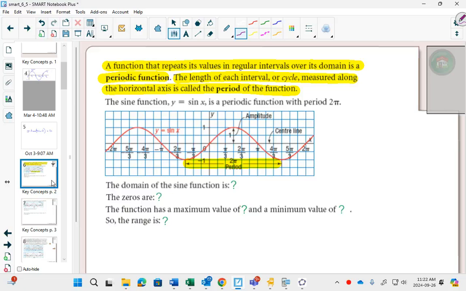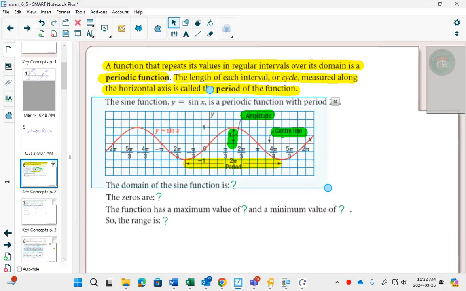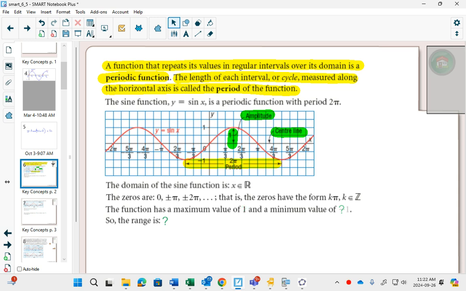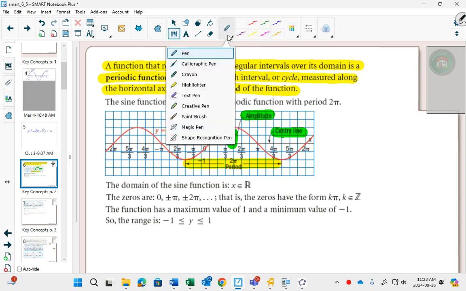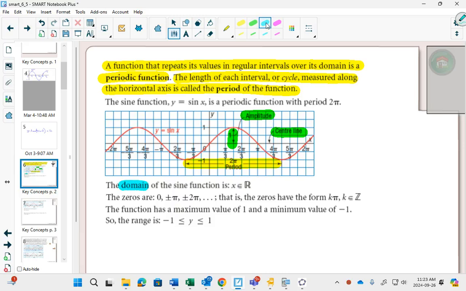Some other definitions that we're going to have. We're going to have a definition called the amplitude. The amplitude is the distance from the center line to the maximum, or the center line to the minimum. How high does it go from the middle to the top and the middle to the bottom? Since the highest your sine graph ever gets is 1, and the middle is at 0, we would say the amplitude of this graph is 1. Some other important information we can highlight: the domain is everything, because it keeps on going forever. But your range is minus 1 to 1.